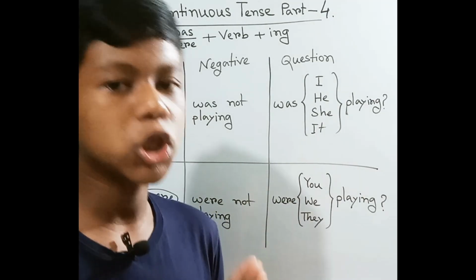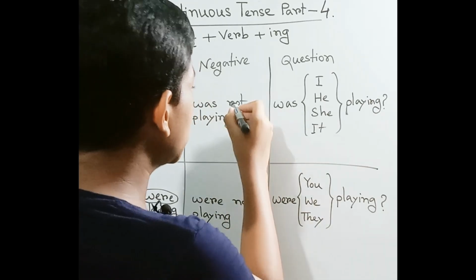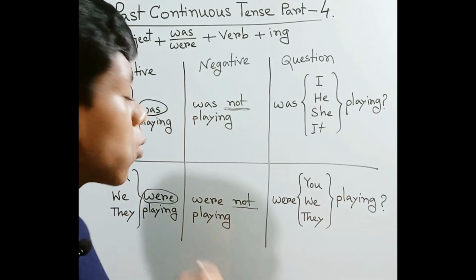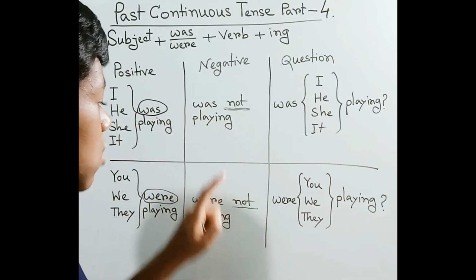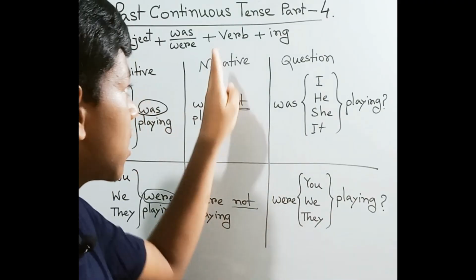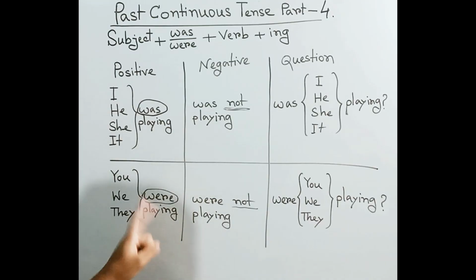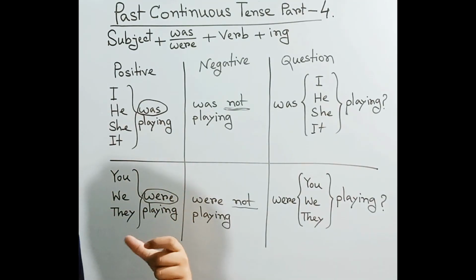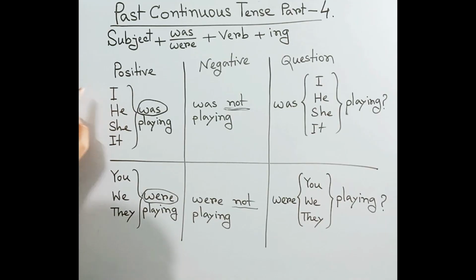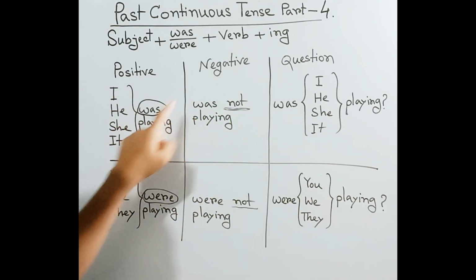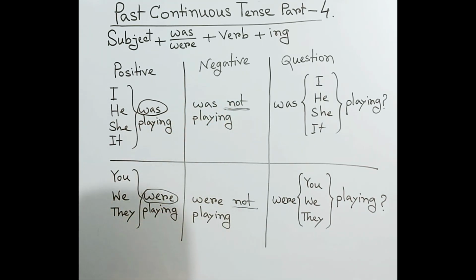For the negative, you can simply add not. You can simply add not after was or were. Here we can see it is was not or were not, and then it turns negative: was not playing, were not playing. Just put the subject before was or were. Same as here, you can say: I was not playing, he was not playing, she was not playing, it was not playing. Then for were: you were not playing, we were not playing, they were not playing.